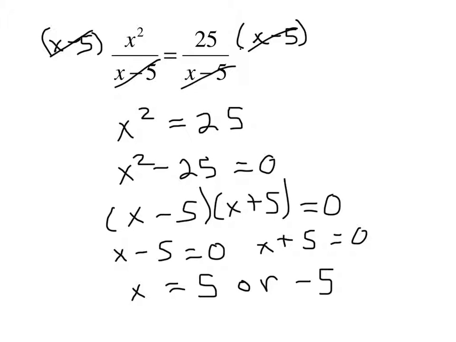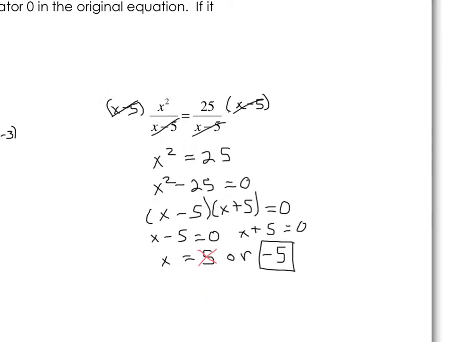How do you feel about those solutions? Look back at the original problem. Are both of these solutions good solutions? Or is there a problem with one of them that causes division by 0? That 5 just won't work. It creates division by 0 in the original equation. So our solution is -5. Always check your answers. Look to see if they cause division by 0.